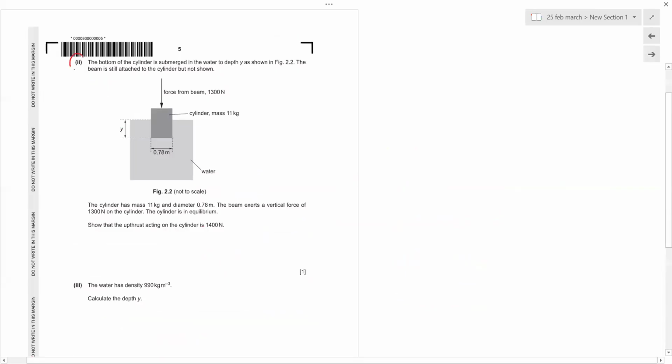Part 2 says the bottom of the cylinder is submerged in water to depth y. That's the same cylinder we have. ठीक है. Then it says the cylinder has a mass, and show that the upthrust is 1400 Newton. Now, very simple. We know this cylinder is submerged in water, so it will experience upthrust. That's the upthrust force, but this is in equilibrium, right?